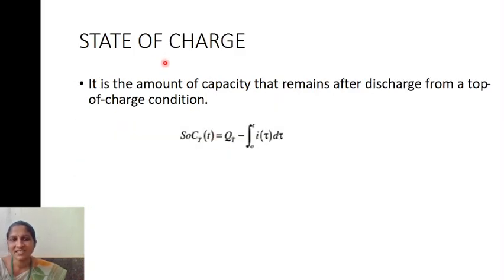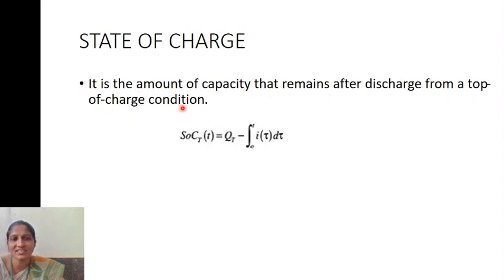Next one is state of charge. State of charge is the amount of capacity that remains after discharge from the top of charge condition. When a battery is fully charged, after some time it will discharge, and some amount of capacity is used. That means some amount of charge is gone. So the remaining charge is what is in the battery now. In mobiles you see 90% charge, 80% charge or fully charged. So the state of charge is the amount of capacity that remains after discharge from a top of charge condition.